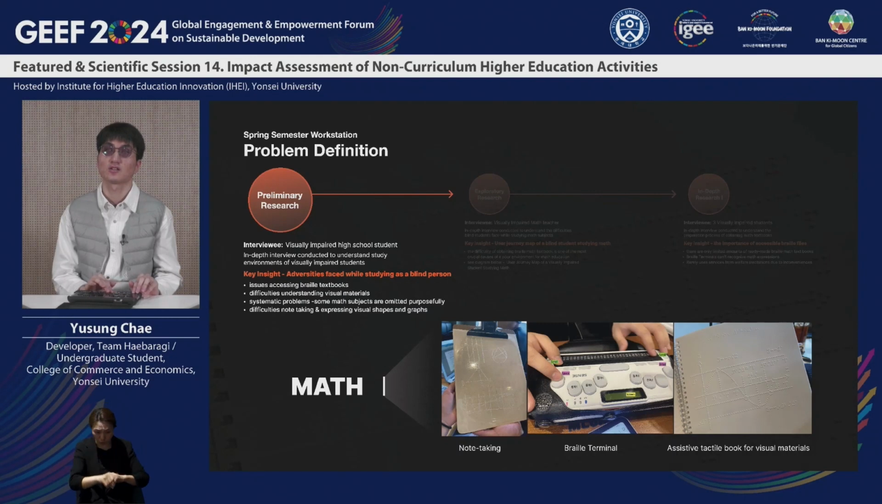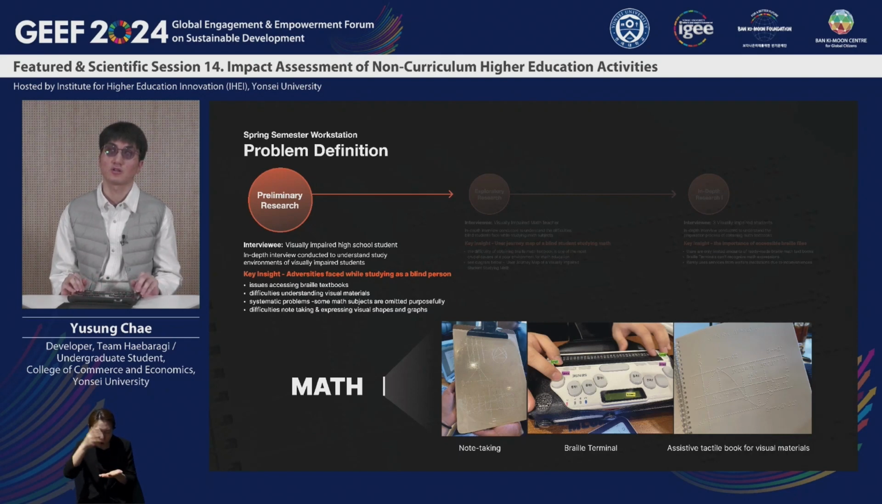The first interview was conducted with vocational high school students to investigate the overall learning environment of students with visual impairment. From the interviews, we learned that students with visual impairment have difficulty accessing textbooks, understanding visual materials, and also taking notes when studying.